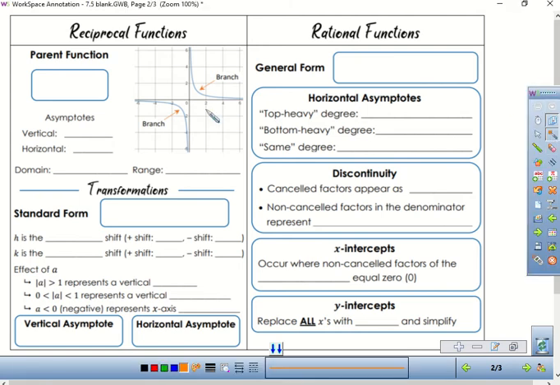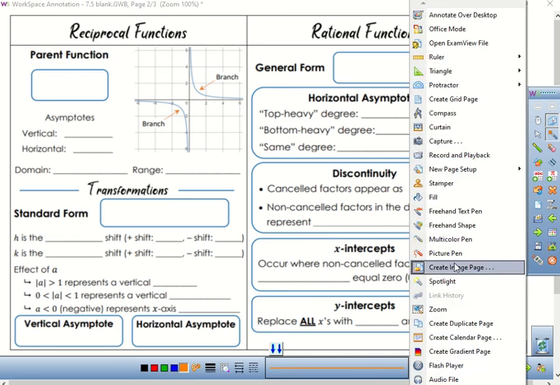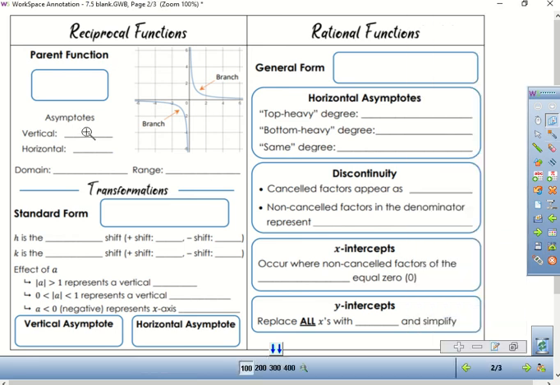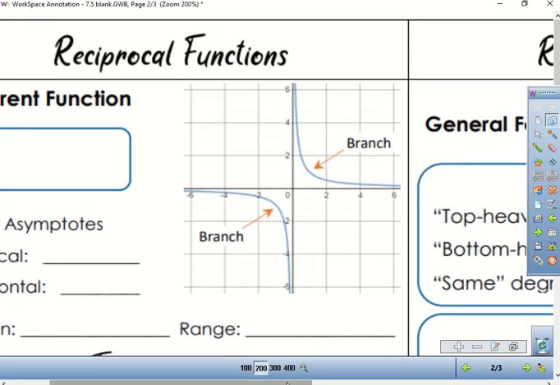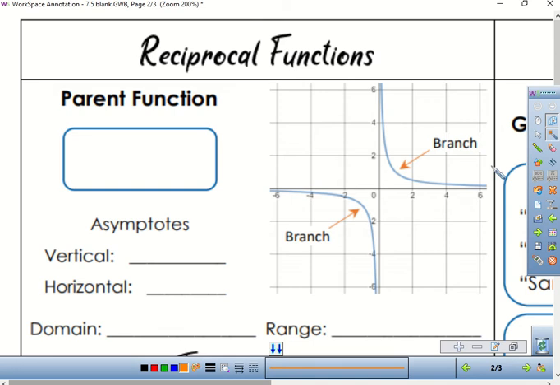So let's talk about the parent function, the reciprocal function. This is like 7.1. Does anybody remember what the reciprocal parent function is? It's y equals 1 over, anybody remember what's in the denominator? X, very good. So this is what we call our reciprocal parent function. That's the first thing we learned about in Unit 7.